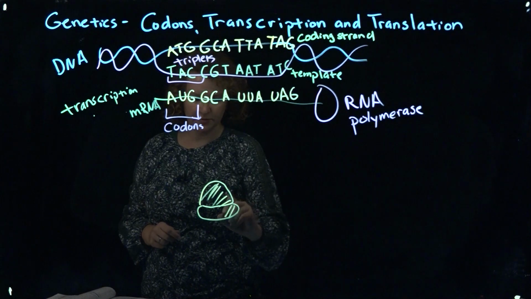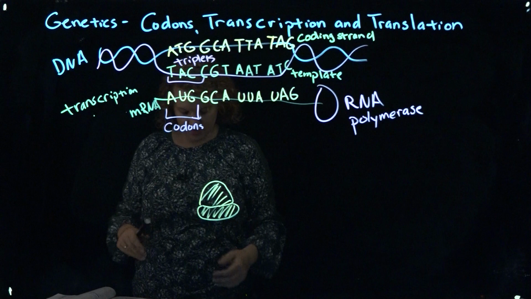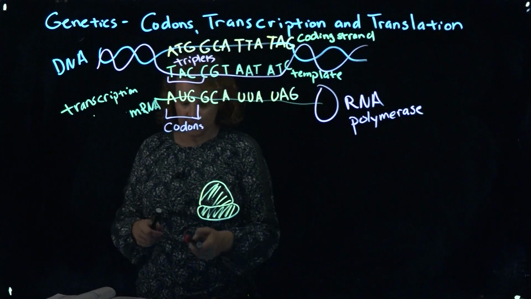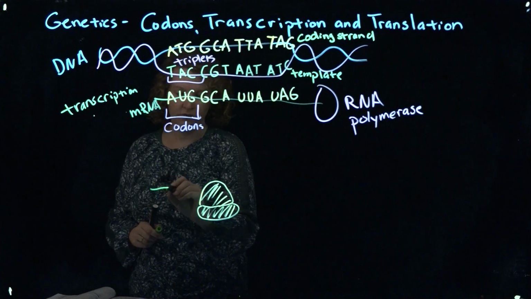A ribosome has 2 subunits. That's kind of drawing, some people jokingly call it the hamburger buns, the top and the bottom piece there. And the mRNA is going to come down here and move through that ribosome.